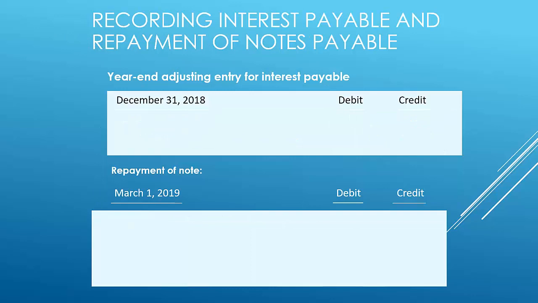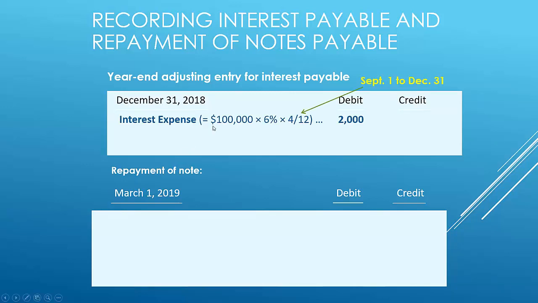So remember, the note was taken out on September 1st. So on the 31st, Southwest Airlines knows that they've incurred some interest, even if they're not paying Bank of America for that interest at the moment on December 31st, but they have accrued some interest expense. So how do we know how much interest expense? Well, we take the amount that we borrowed, the $100,000, times the annual interest rate of 6%, and then we multiply it times 4/12 of the year.